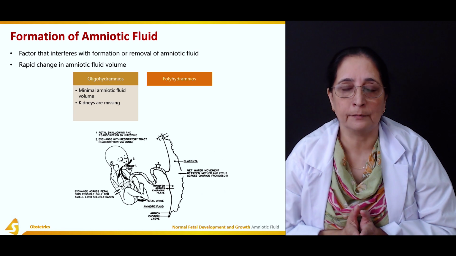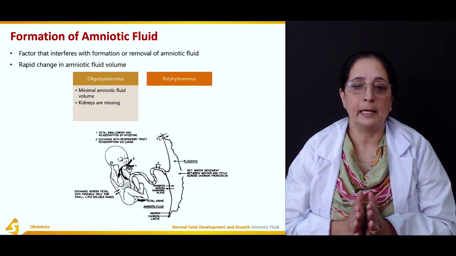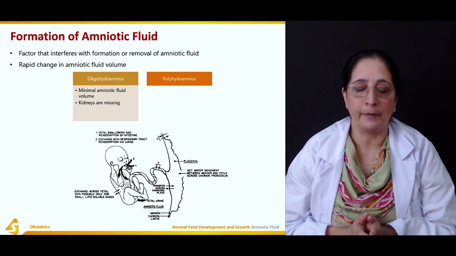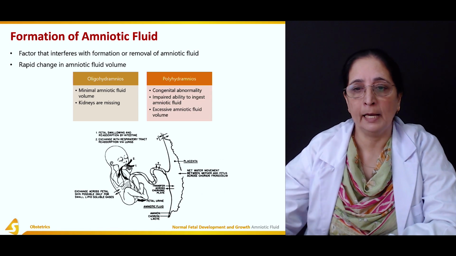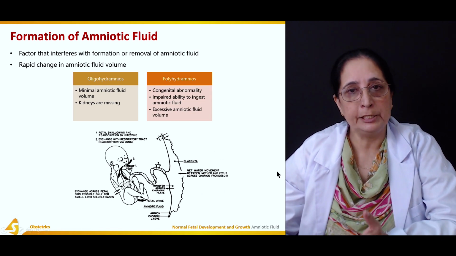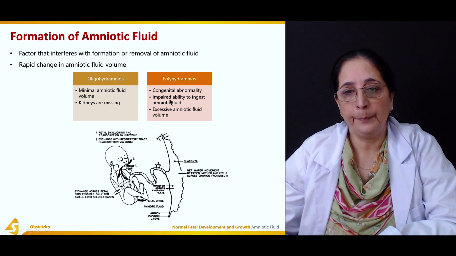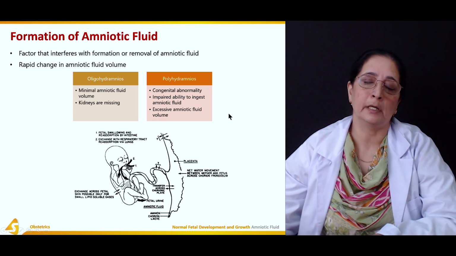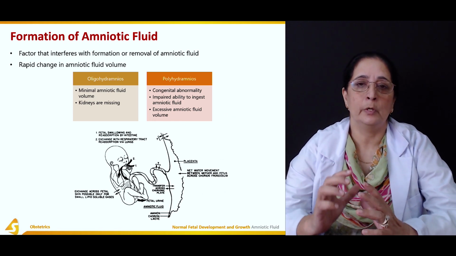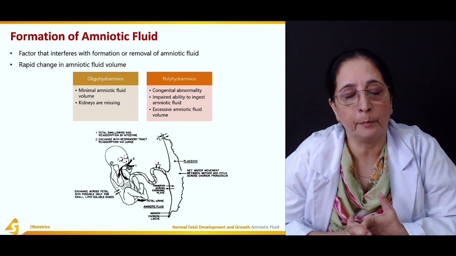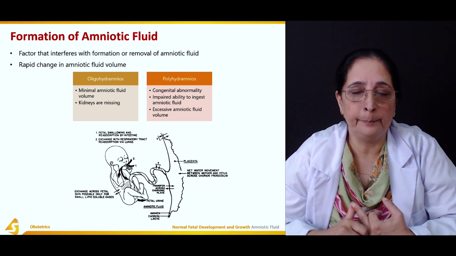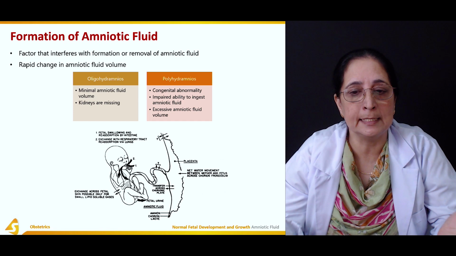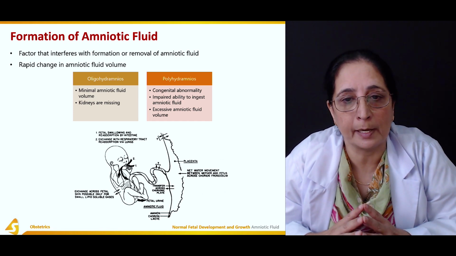Two terms are commonly used with the formation of the amniotic fluid: oligohydramnios is less amniotic fluid and kidneys are missing, and polyhydramnios is excess of amniotic fluid. This is usually due to congenital abnormality or impaired ability to ingest amniotic fluid. The volume will keep on increasing, leading to polyhydramnios.